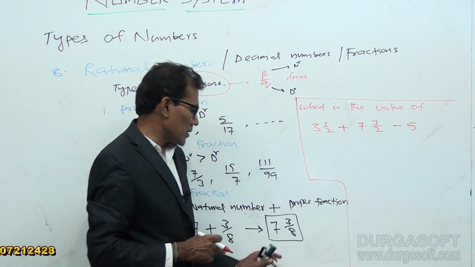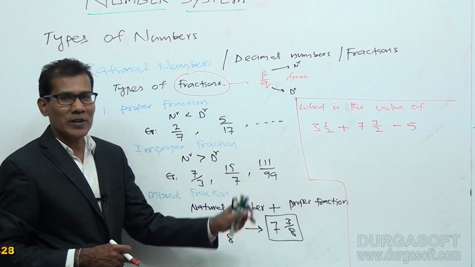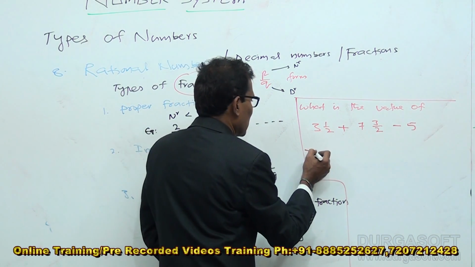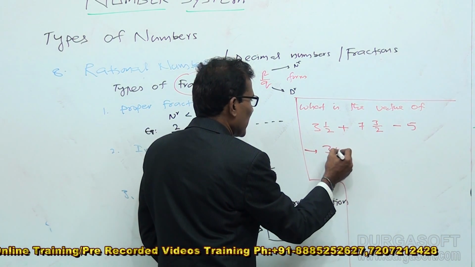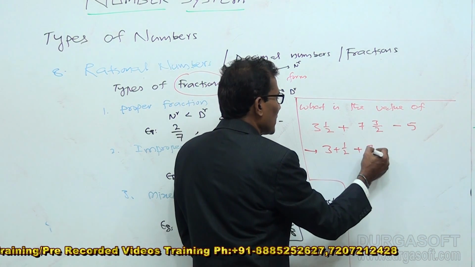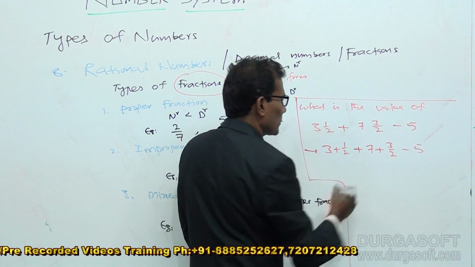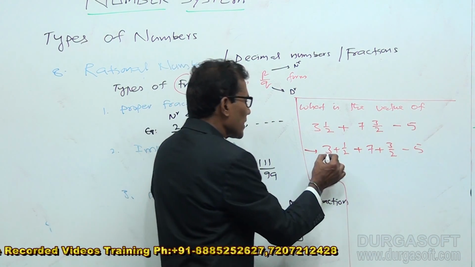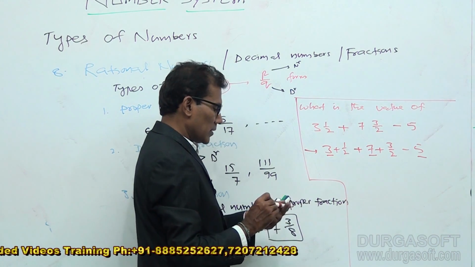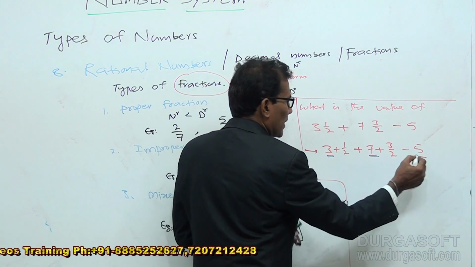If we use this concept, every 7 3 by 8 can be written as 7 plus 3 by 8. That you can solve within 5 seconds, I am sure. See how it works. 3 1 by 2 you can write as 3 plus 1 by 2, plus 7 3 by 2 you can write as 7 plus 3 by 2, and minus 5. Now just take the integers and simplify. The integers are 3, 7 and 5.